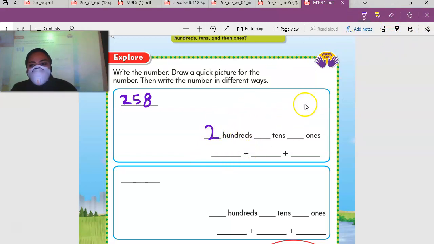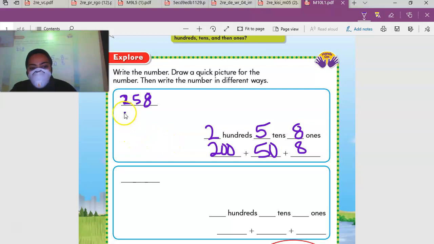And then how many tens? 5 tens, and how many ones? 8 ones. Now in an expanded form, this is just like we do in the morning work, guys. Expanded form, how do we expand this number? 200 plus 50 plus 8. Good job. All right, now we're going to write it drawing a picture.